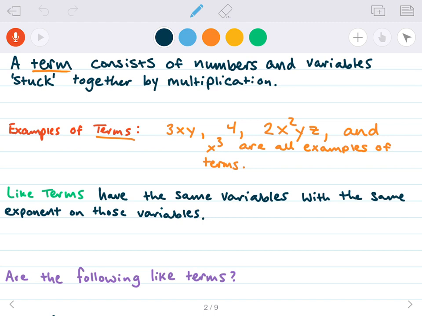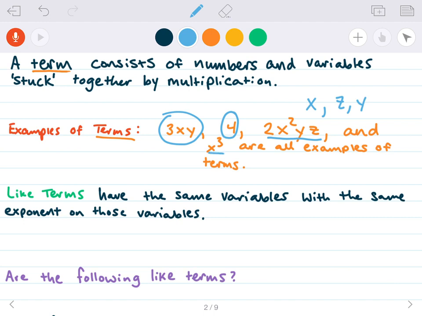Okay, so what is a term? So a term just consists of numbers and variables stuck together with multiplication. So what do I mean by that? Well, I mean that you can have something like this. 3 times x times y is a term. Just a number is also a term. Just a letter, like you could have x, that's a term. That's a variable, or you could have z or y. 2x squared yz is a term that's all stuck together with multiplication. And x to the third is also a term.